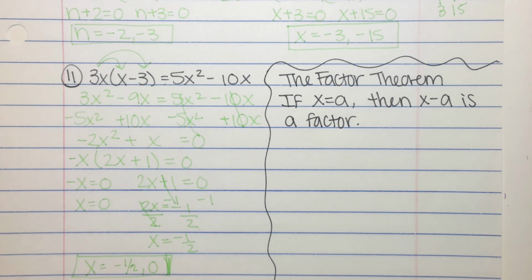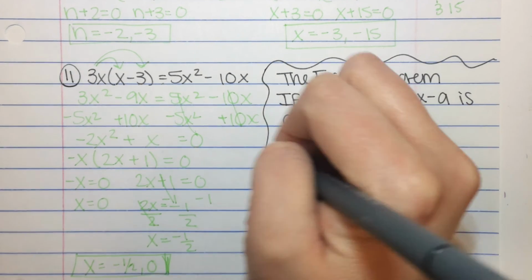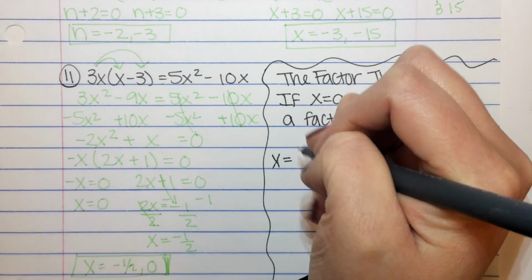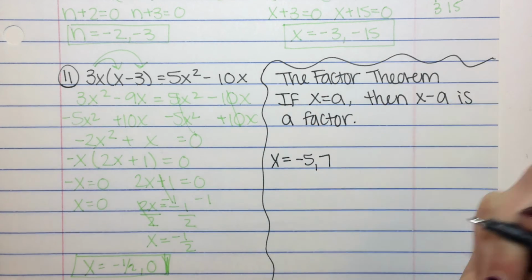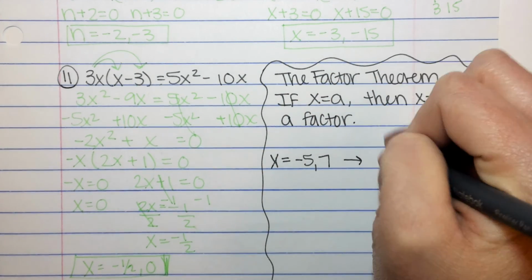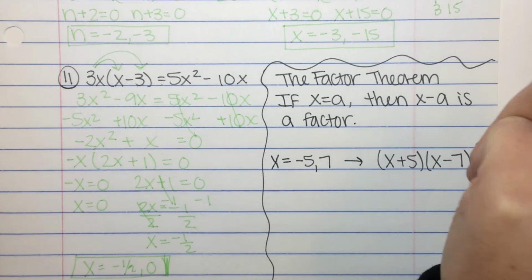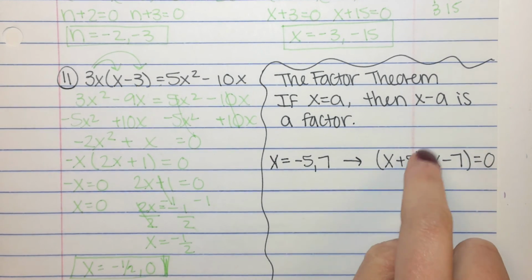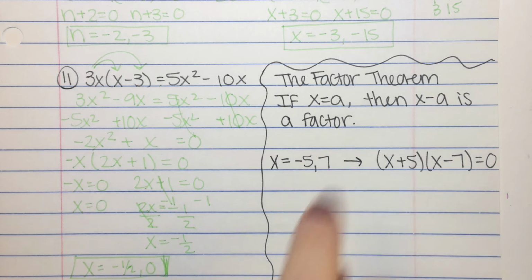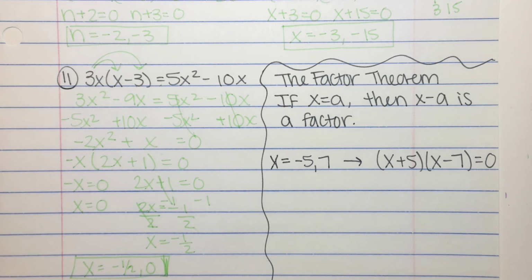Okay? Now, I do want to talk about one other thing before you go do your Math Excel work. Okay, the factor theorem. It says if x equals a, then x minus a is a factor. So it's kind of going backwards from what we just did. We took the factors and then turned them into solutions. But you can go the other way. If you find out that x equals negative 5 and 7, you can turn that into the factors x plus 5 and x minus 7.